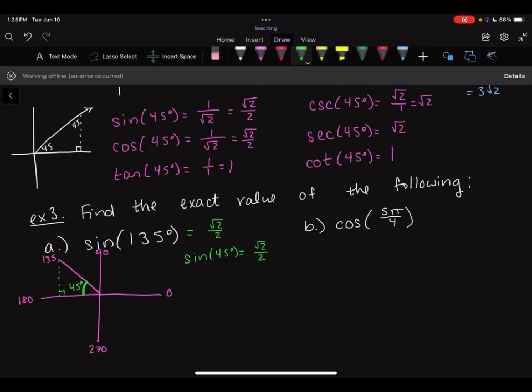The only thing is I'm going to have to check the sign. Since I'm in quadrant 2, sine is positive there, and I can check that using All Students Take Courses. So sine is positive in quadrant 2, so this is going to be positive. So that's my final answer.